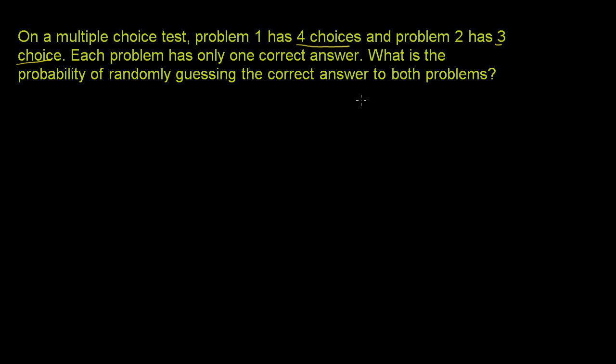Now, the probability of guessing the correct answer on each problem, these are independent events. So let's write this down. The probability of correct on problem number 1 and the probability of correct on problem number 2 are independent.